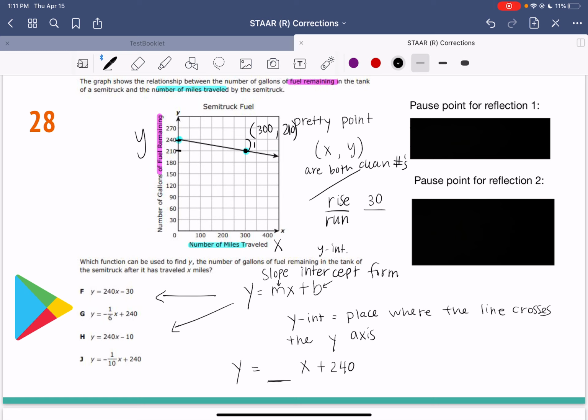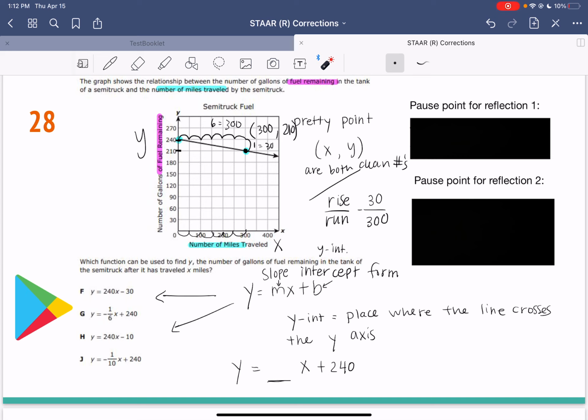And then we are running 1, 2, 3, 4, 5, 6. It looks like 6 spaces, but these 6 spaces actually equal 50, 100, 150, 200, 250, 300. That equals 300. So we're looking at 30 over 300, and we're going in the left direction, so we're going to have a negative 30 over 300, but we don't see that in any of our answer choices.